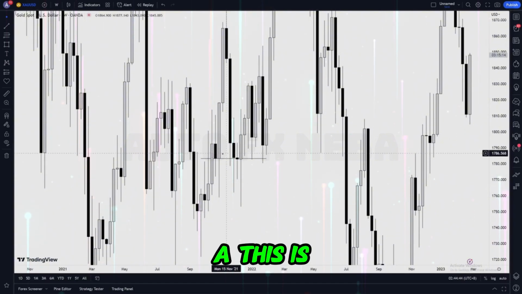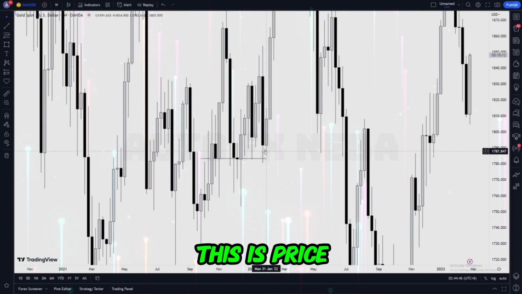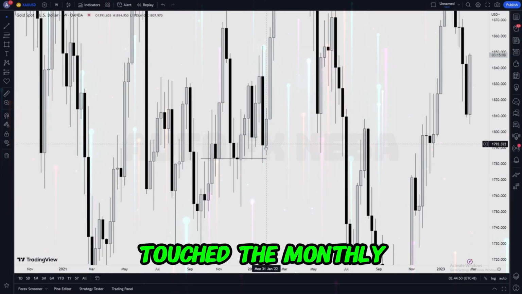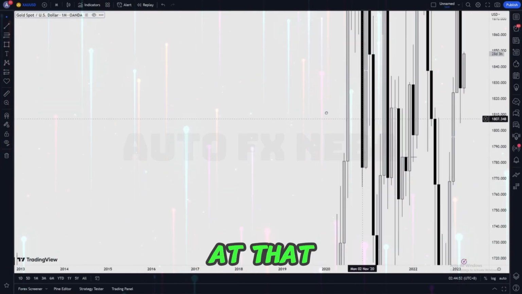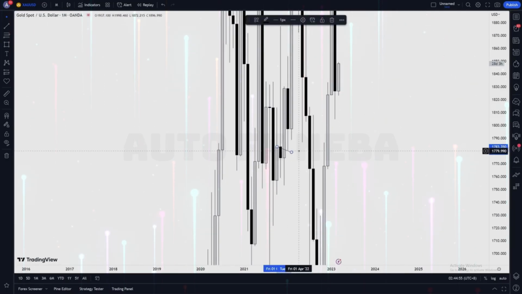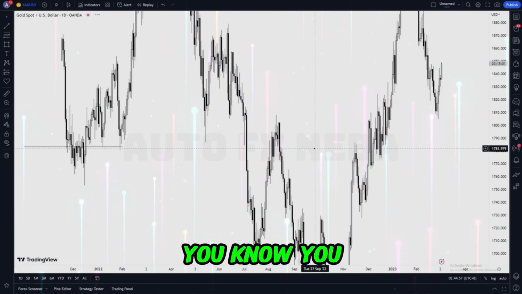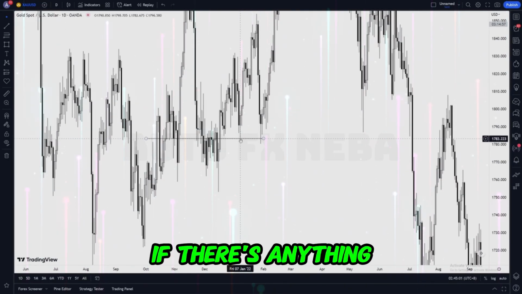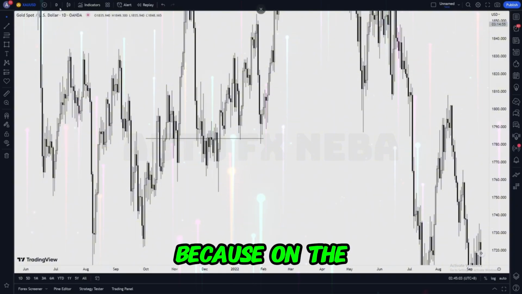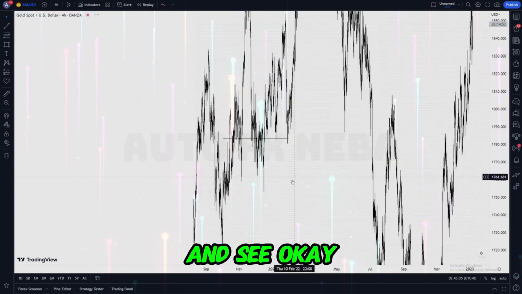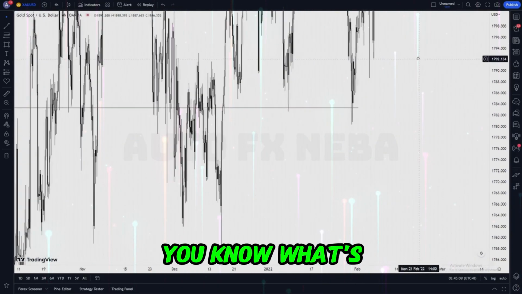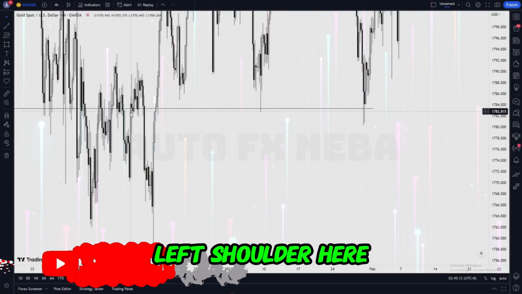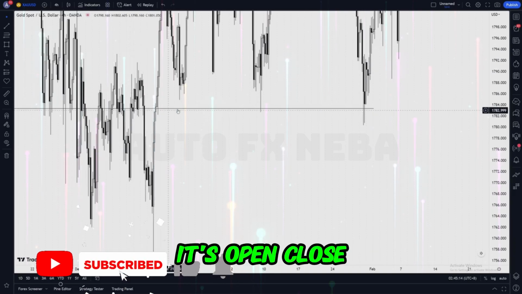So this is the monthly. This is price for the first time touching the monthly. This one hadn't touched the monthly, this one hadn't touched the monthly. This is the first time price touched the monthly. You can look at that. No joke, right here. And then you will refine it. This would be the monthly. So you're seeing if there's anything in this little area, because on the daily there's nothing, so you go to the H4 and see what's in there. Oh, okay, this is a left shoulder that's already been taken. It's an open close that's already been taken.